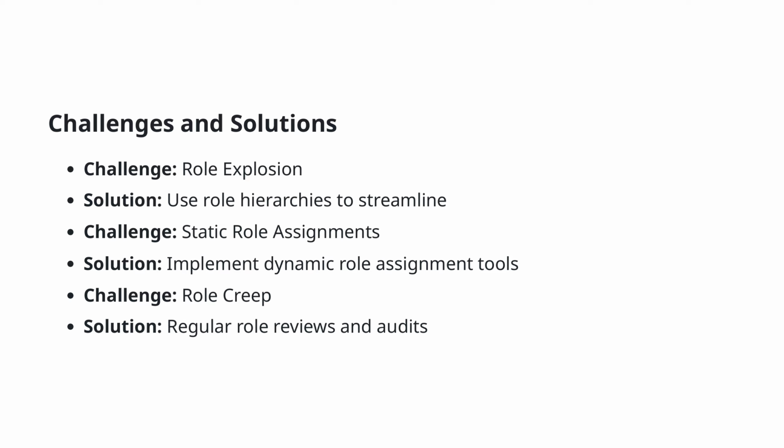Now, let's discuss some common challenges you might face with role-based access control, RBAC, and their solutions. One challenge is role explosion, where the number of roles can become unmanageable as you try to accommodate various access needs. The solution here is to use role hierarchies to streamline the role management process. By establishing parent and child roles, you can simplify the structure and make it easier to manage.